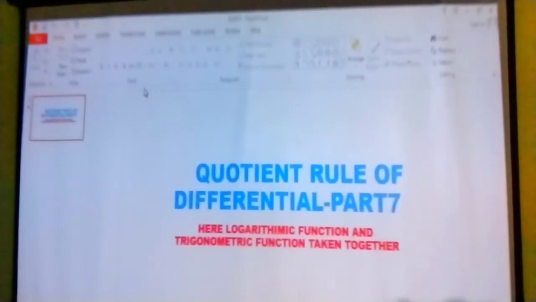Student, this is my quotient rule of differentiation, part 7. Here, logarithm functions and trigonometric functions are taken together, so I have to explain the concepts thoroughly. Please wait and listen. Okay, fine.